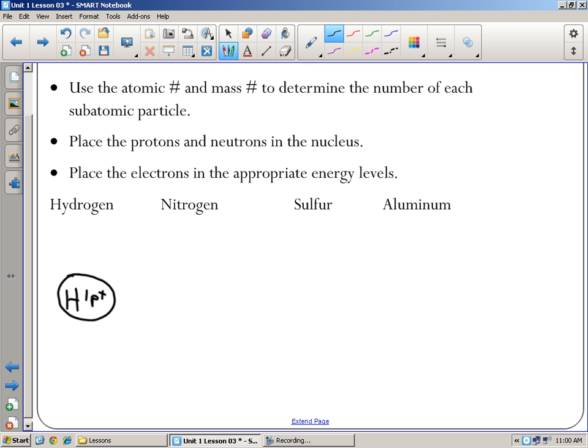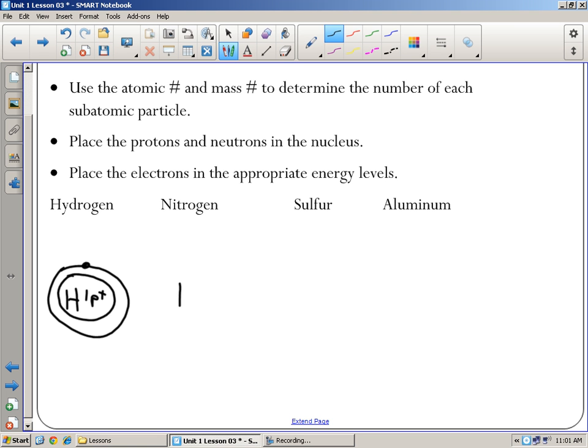If it's got 1 proton and we're just drawing neutral atoms today, how many electrons does it need? 1. We're going to use a dot to represent an electron. How many electrons can go on the first energy level again? 2. Alright, so here we go. That's what hydrogen looks like. That's called the Bohr diagram.